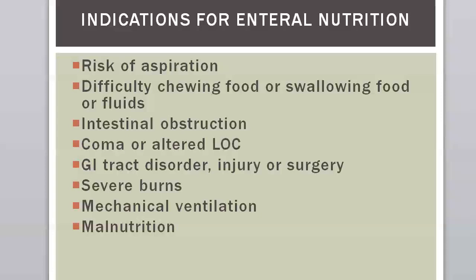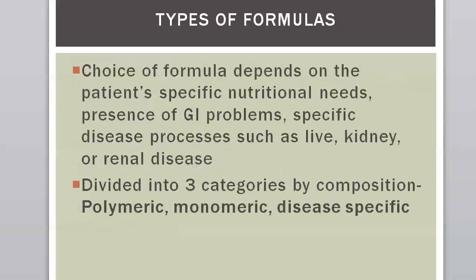Now let's talk about the types of formulas that we see out there, because obviously that will be specifically ordered by the healthcare provider, and the choice of formula depends on the patient's specific nutritional needs, the presence of GI problems, specific disease processes such as the liver, kidney, or renal disease, and it's also divided into 3 categories by composition, either a polymeric, monomeric, or disease specific.